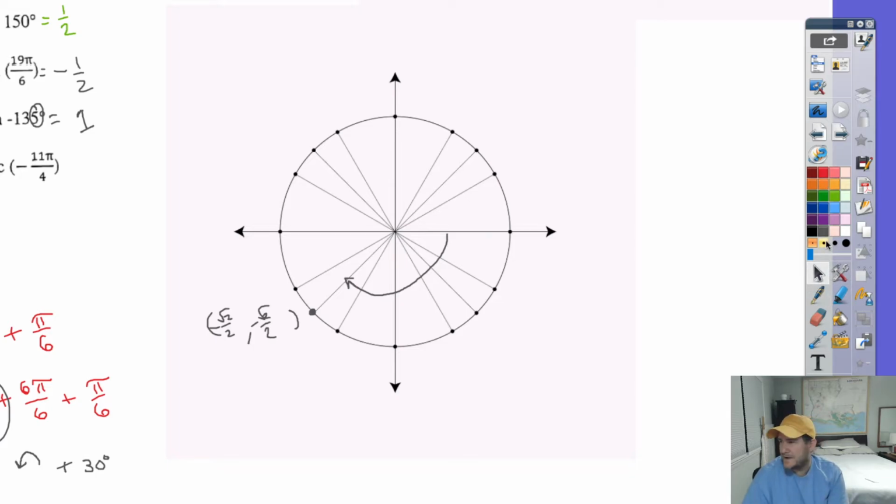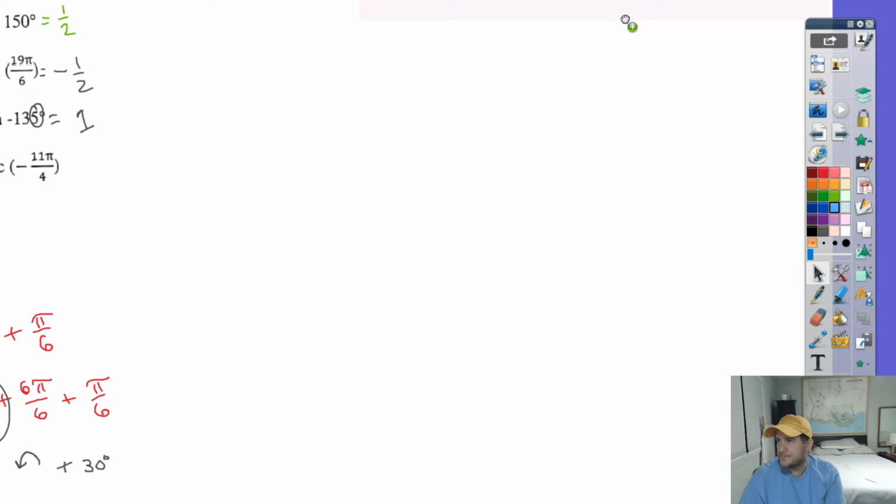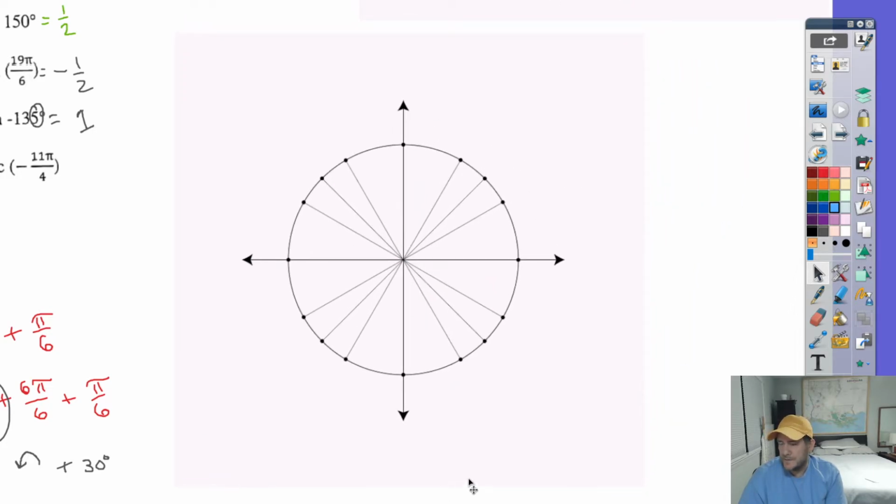Secant of 11 pi over 4. All right, where's that? Again, thought process should be, we're rotating this way. Here's 4 pi over 4, 8 pi over 4. This would be 12 pi over 4. That's too small. Back it up. Must be right here.